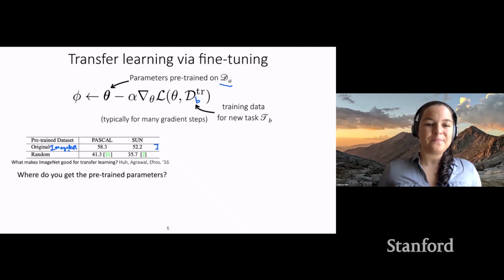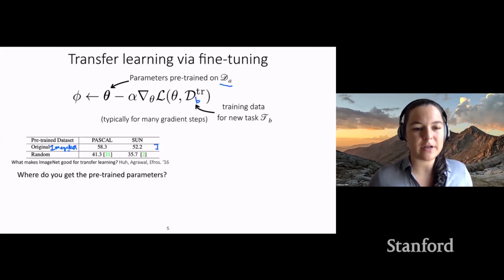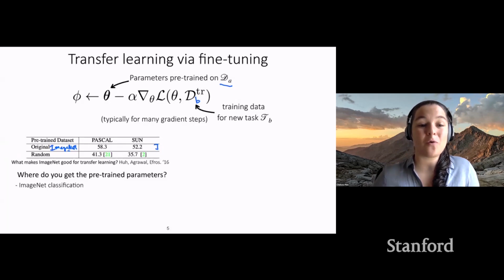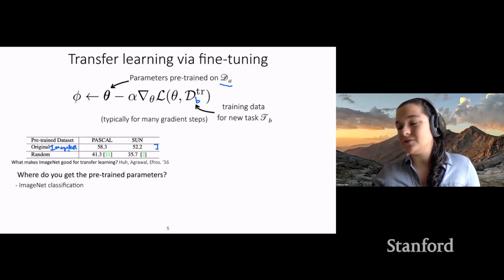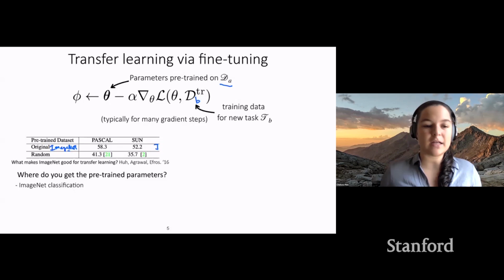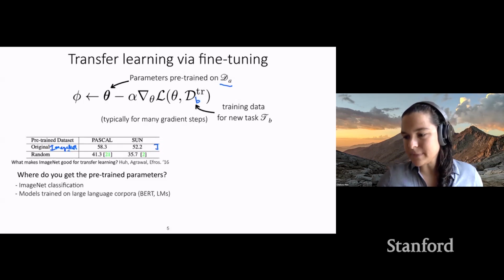One question is, say I want to have some downstream tasks that I want to be able to transfer to. What are some good data sets for pre-training, and where might I get pre-trained parameters? ImageNet classification has been one that's been proven time and time again to be quite helpful, especially for downstream image-based tasks, even when your target task is not actually a natural image classification task. People have shown that ImageNet classification has been helpful for depth images, for example, and other kinds of non-natural images.